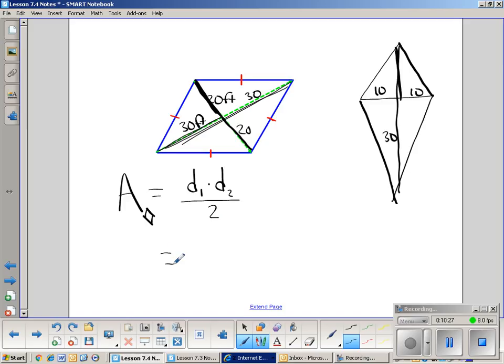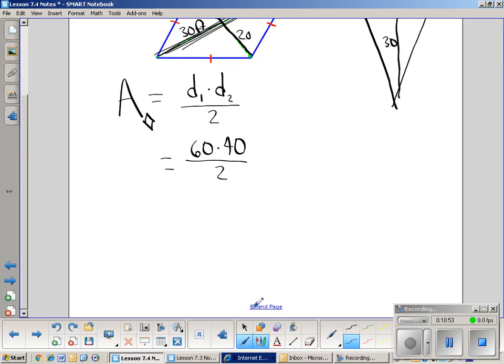And so if we write it this way, diagonal 1 is how long? 30 feet? No. 60 feet. Right? The diagonal is the whole length. So 60 feet, unless you thought it was 40, then diagonal 2 would be what? 40. And if you switch those around, it doesn't matter, does it? And so 40 times 60 is 2,400. 4 times 6 is 24, 2 zeros. Divide by 2, I get 1,200 square feet.